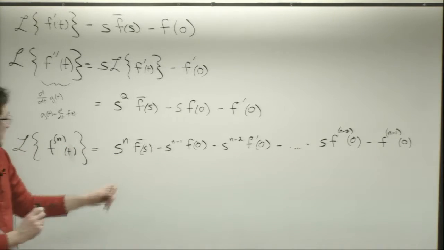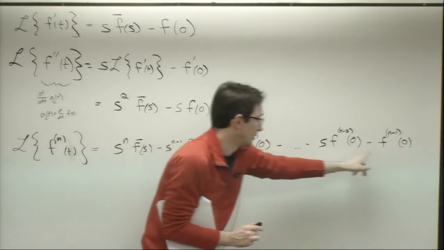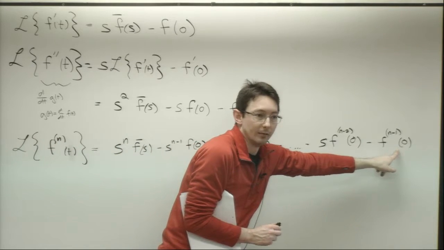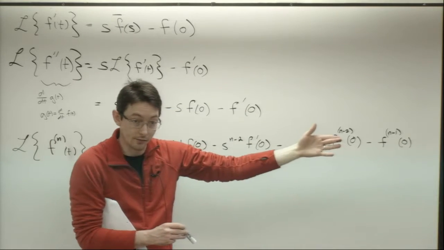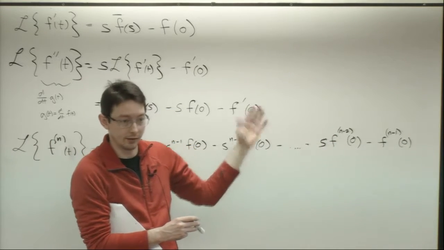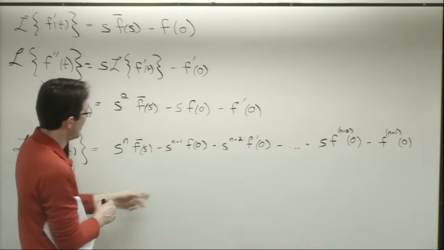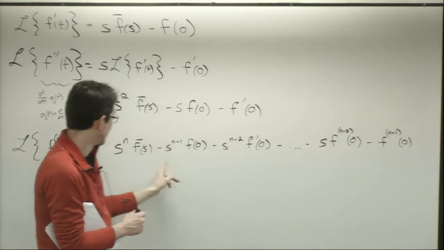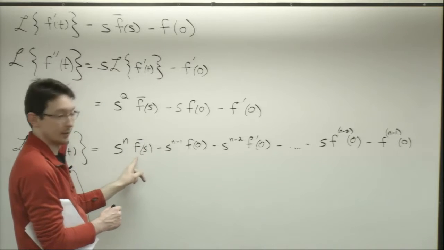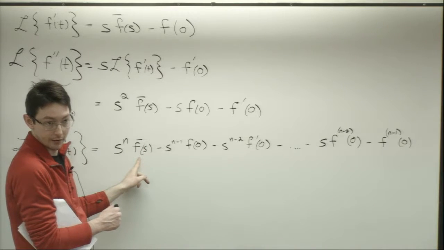The upshot is all of these are just numbers. These are values of my function and my derivatives. It's kind of like a Taylor series expansion, right? I got a bunch of derivatives and a bunch of evaluations at 0. So I have a big polynomial in s, and this is the only term that has something interesting, my Laplace transform of f.